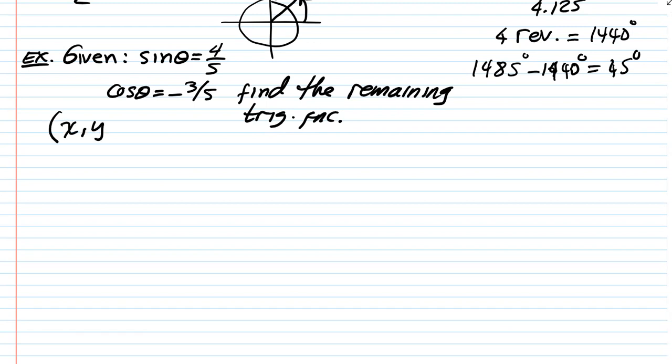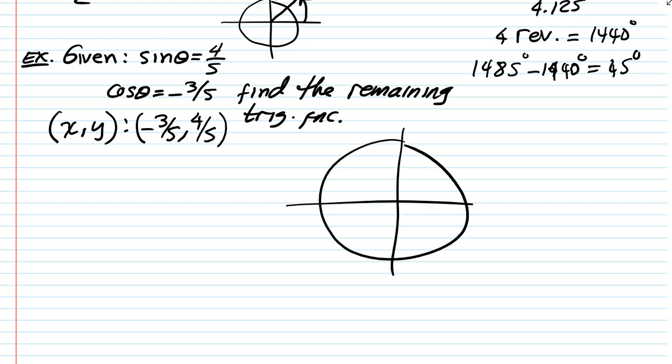And note here, I don't even know what the angle theta is, but I know the x and the y, right? X is negative 3/5, y is 4/5. So I can actually locate this point, correct? And x is negative 3, y is 4.